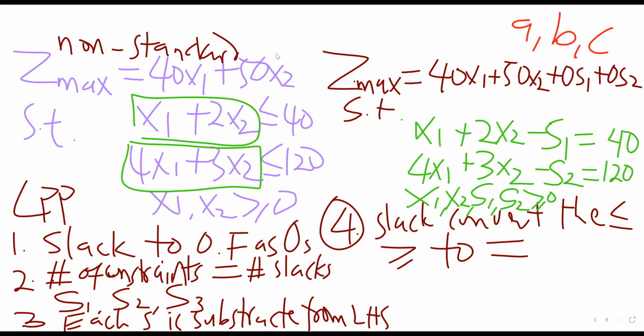The slacks contribute nothing to the objective function. We know that in the standard form. But what we are going to do is calculate the slacks at each of the corner points.